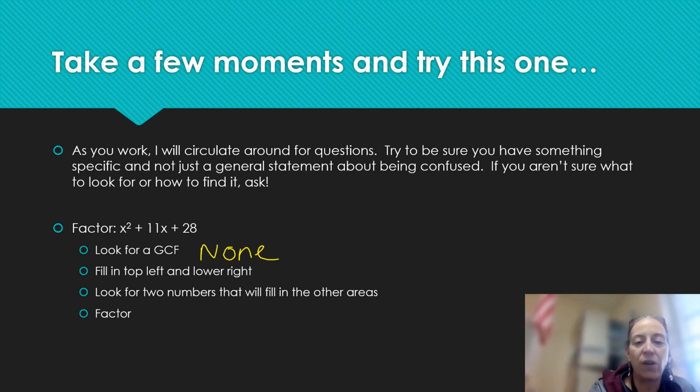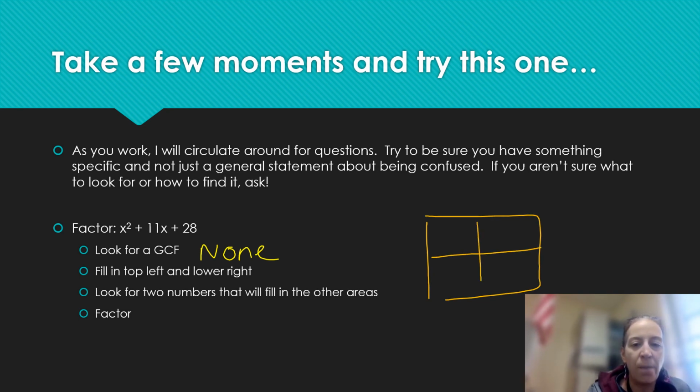Then we're going to fill in our boxes. Okay, so we're going to fill in that top left is going to be x squared, and the bottom right is going to be the 28. Now what we need to do is split up that 28 in a way that's going to add up to give us that 11, because we know that these two boxes are going to need to add up to give you 11x.